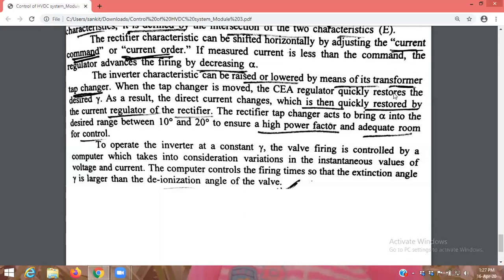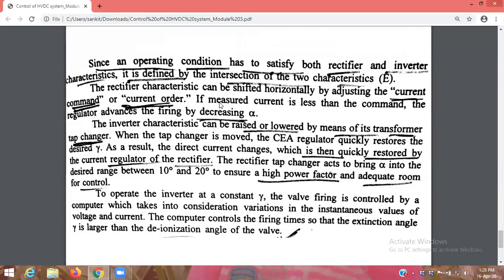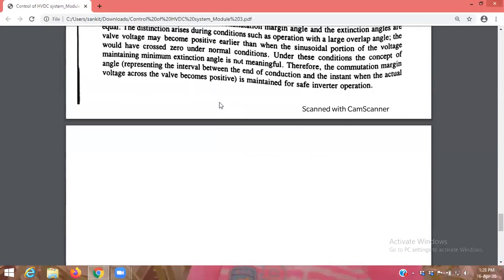A smooth regulator quickly restores the desired gamma, and as the gamma is changed, from equation 10.33, the current will change. Now, as the current will change, but the rectifier operates at constant current, the firing angle alpha will adjust. In this way, constant current is maintained at the rectifier terminal. Okay. So this is the ideal characteristics of the converter of the controlled HVDC system.